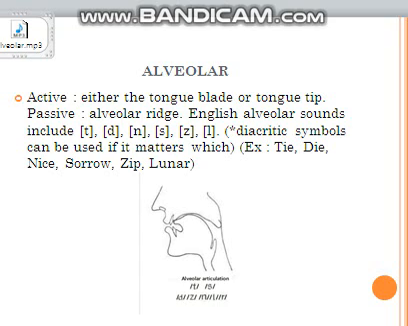You can feel your tongue tip touch your alveolar ridge when you say the words lunar, nice, tie, die. And for the words sorrow and zip, you cannot touch your alveolar ridge, because the alveolar ridge is the passive part of this place of articulation.